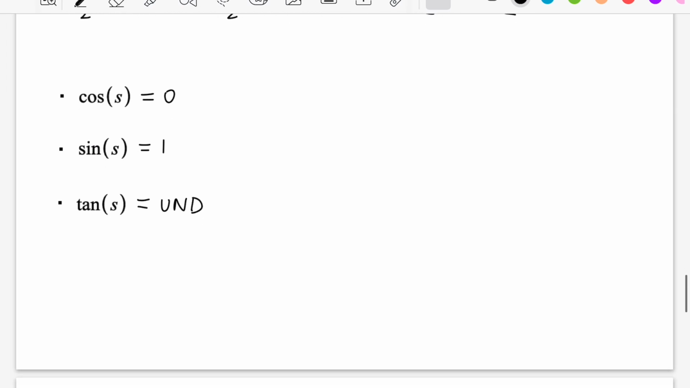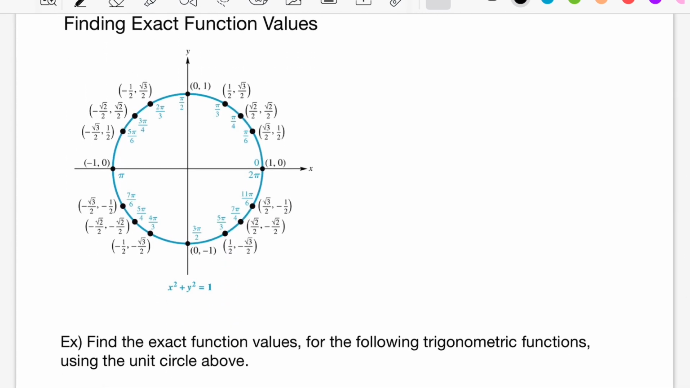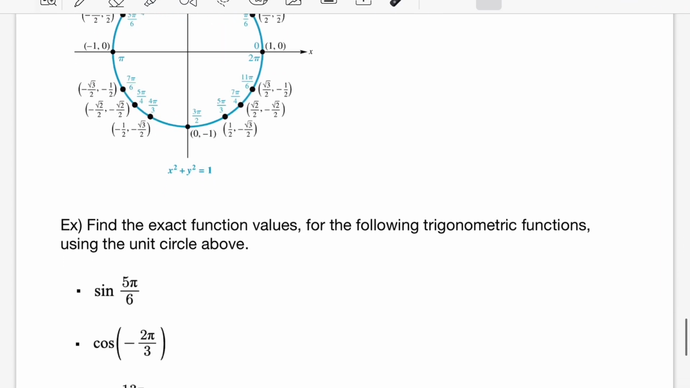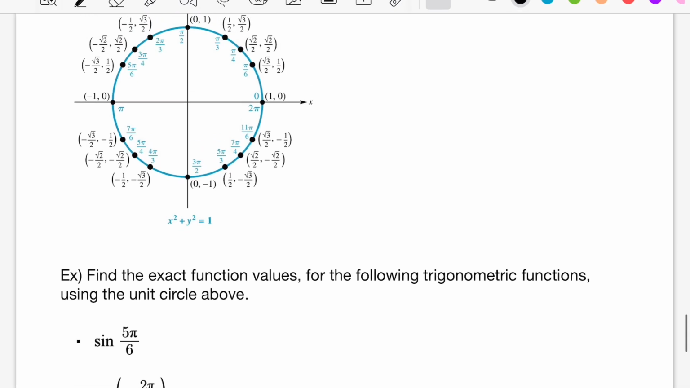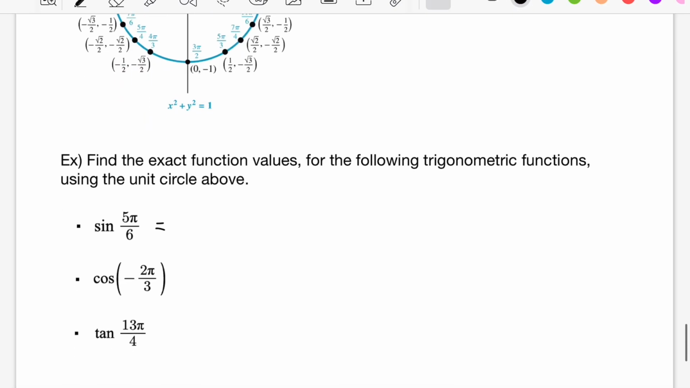Alright, so now we're going to look at finding the exact function values using our unit circle. So using this guy, we want to evaluate the following here. And it's pretty similar to what we've been doing in the last several examples, but now we're looking at the exact radians here on our unit circle. So we know that sine of s is going to be the y coordinate for whatever length s is. In this case, s is going to be 5 pi over 6. Looking at our unit circle, 5 pi over 6 is right here. The y coordinate of that guy is just 1/2.